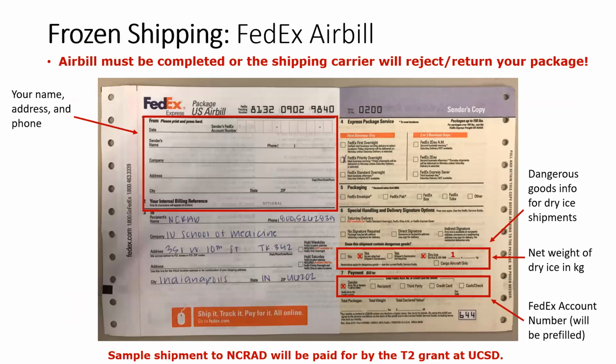Right below that will be the FedEx account number, and this will be pre-filled when you're filling it out. And the sample shipment to NCRAD should be paid for by the T2 grant at UCSD.